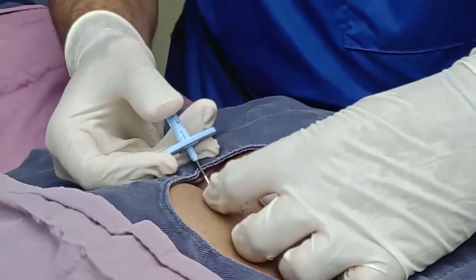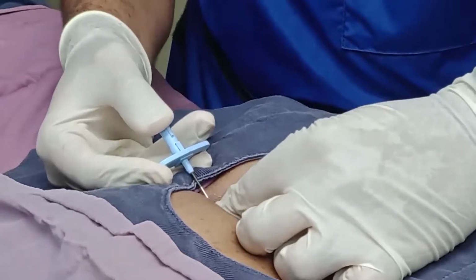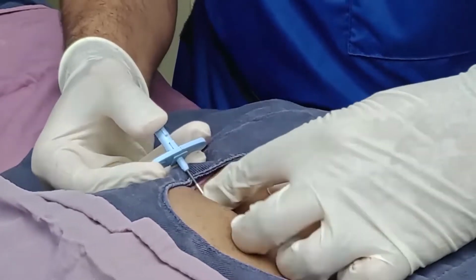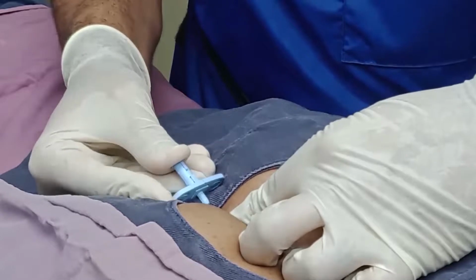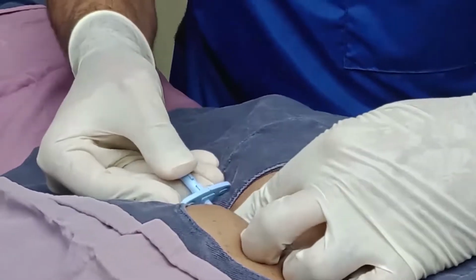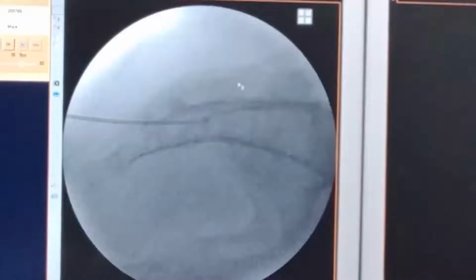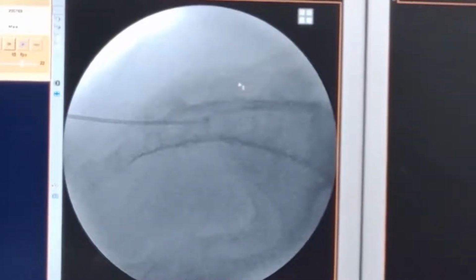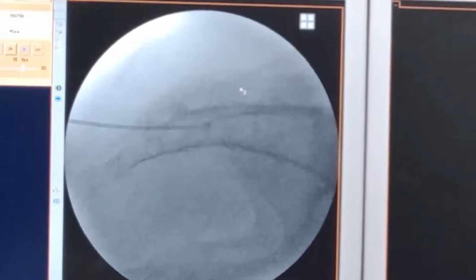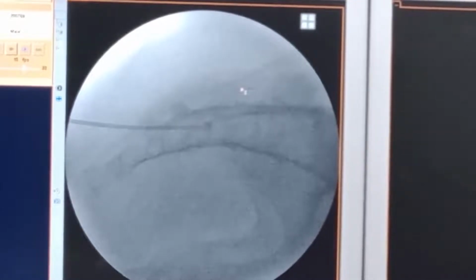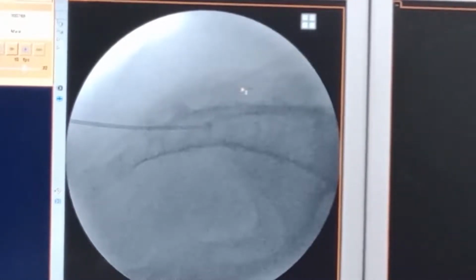Now the angle of the needle is reduced in order for it to enter into the sacrum through the sacral hiatus and further in. The needle has been advanced by reducing the angle and it is into the sacral caudal space now.